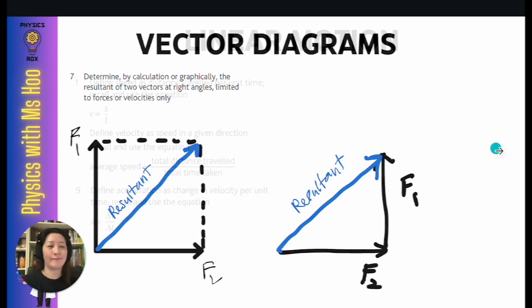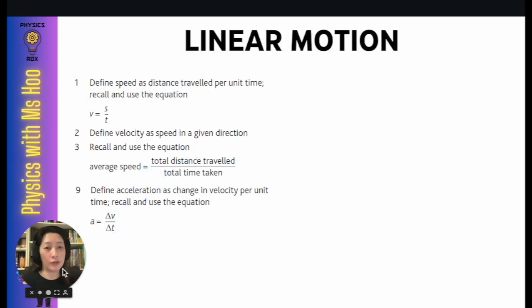Let's move on. Now, for linear motion, you must be able to solve the questions by calculations. And of course, you have to remember the formula. You must know the speed formula. Speed is distance over time. Or using symbols, v equals s over t, where v is speed, s is distance, and t is time. Speed is scalar, while velocity is a vector. That's why you need to know that velocity is speed in a given direction.